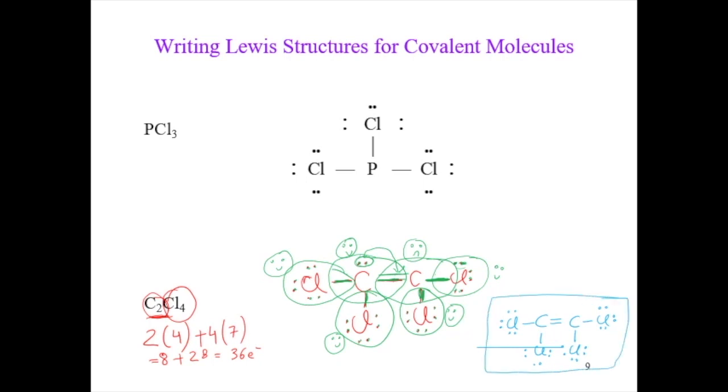This would be your final Lewis structure for C2Cl4. Okay, here every atom in this molecule is satisfied and the octet rule is completed. Okay, we can try a couple more questions.